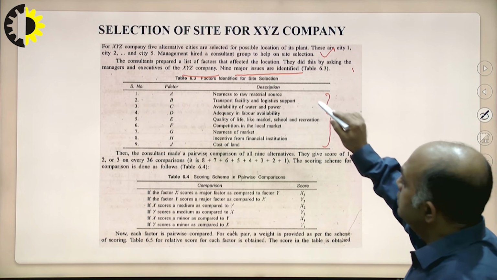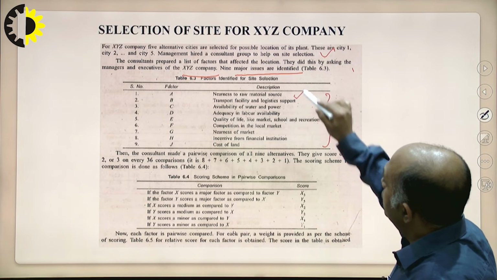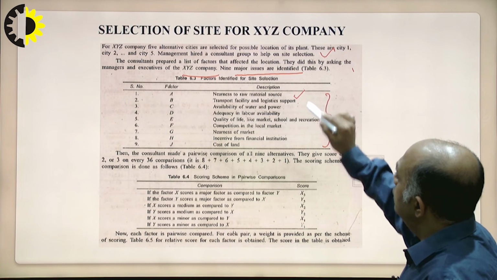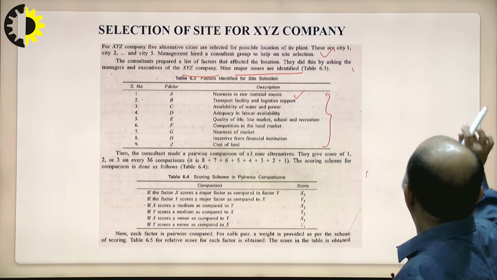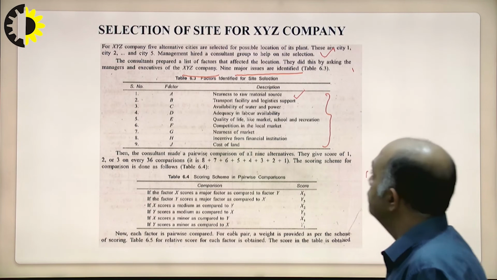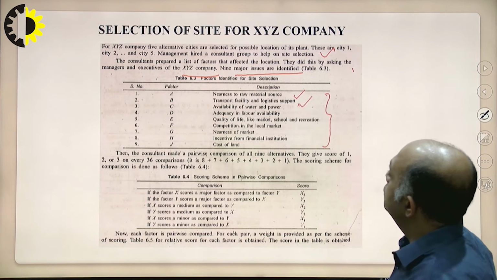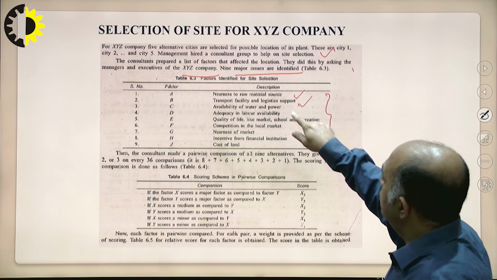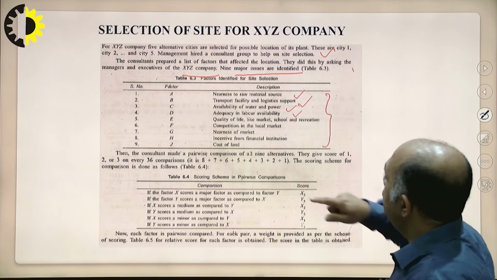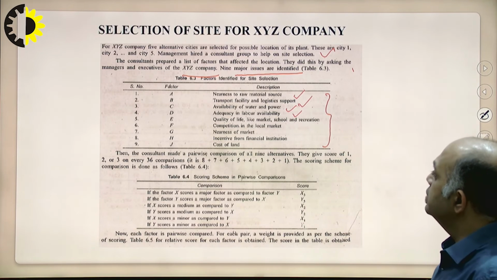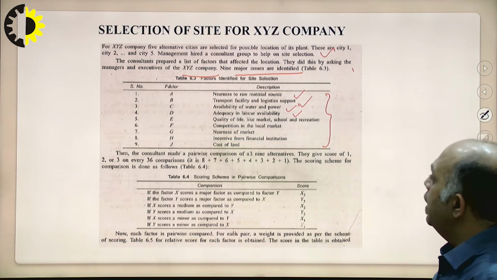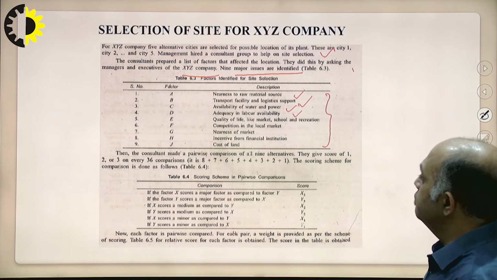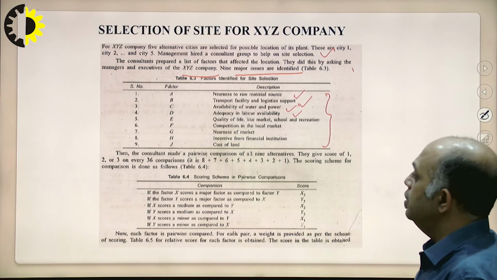So, the first one is nearness to raw material sources. Second is transport facility and logistics support. Then availability of water and power, adequacy of labor, quality of life like market, school, recreation, and then competition in the local market, nearness to market, incentive from financial institution and cost of land.